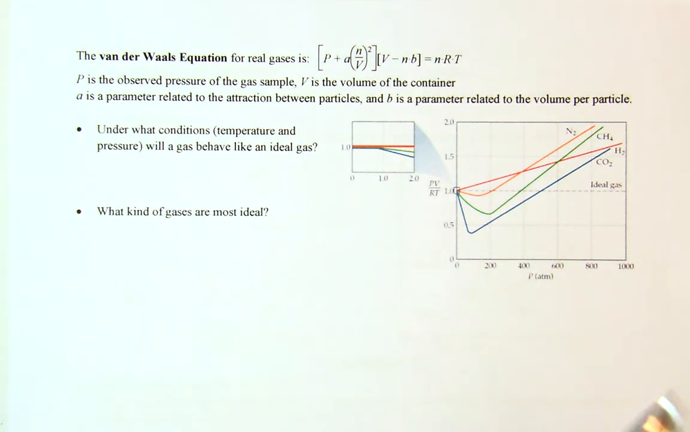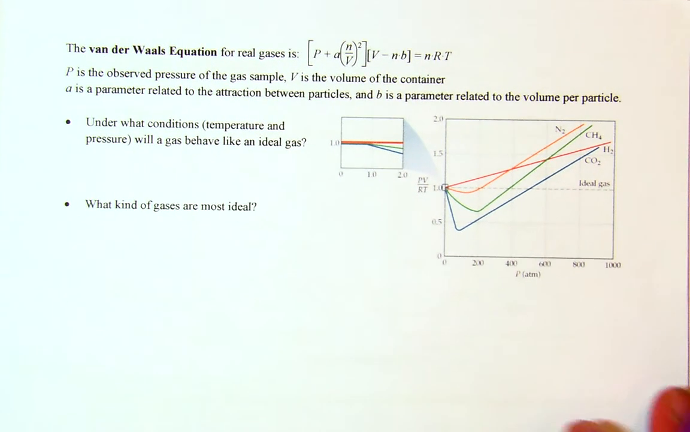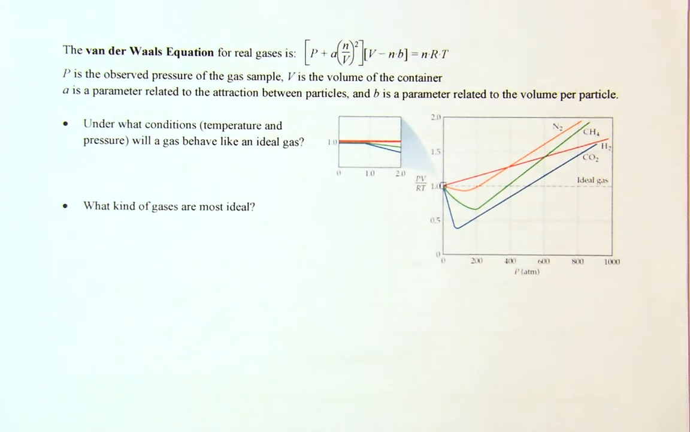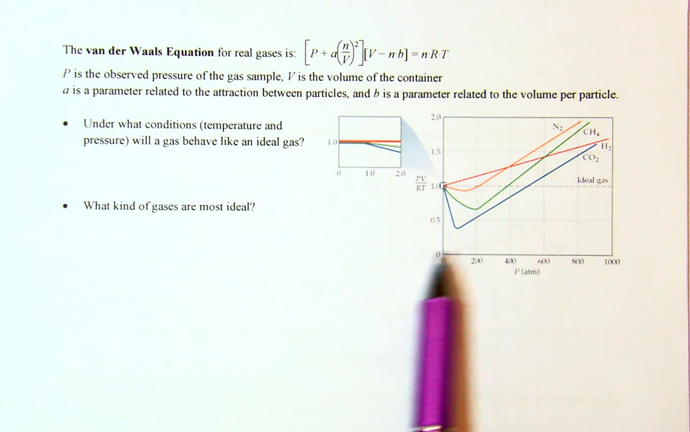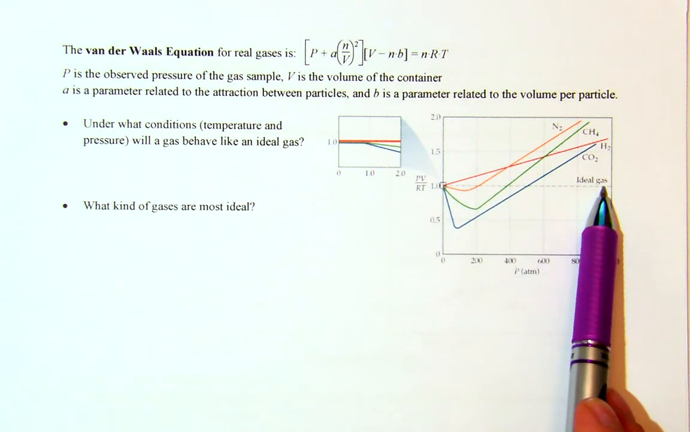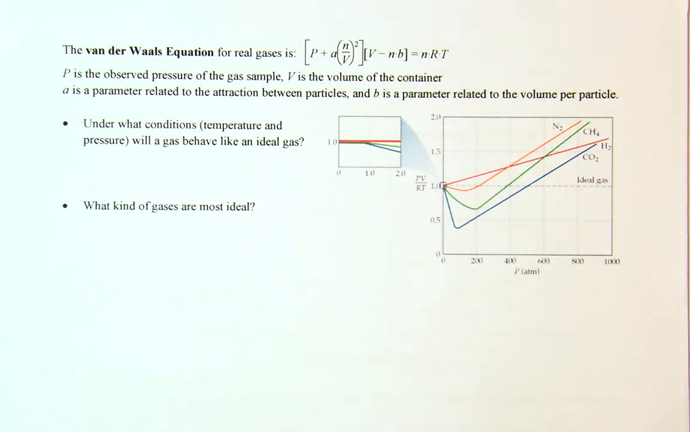But I would like you to take a second and please examine the graph and figure out the answer to these 2 bullet points. Under what conditions, so what temperatures, high or low, and what pressures, high or low, will a gas behave more like an ideal gas? And here's the line for the ideal gas. And which kind of gases are the most ideal? Are they strong IMFs, weak IMFs, large size, or small size? Pause the video and then come back.